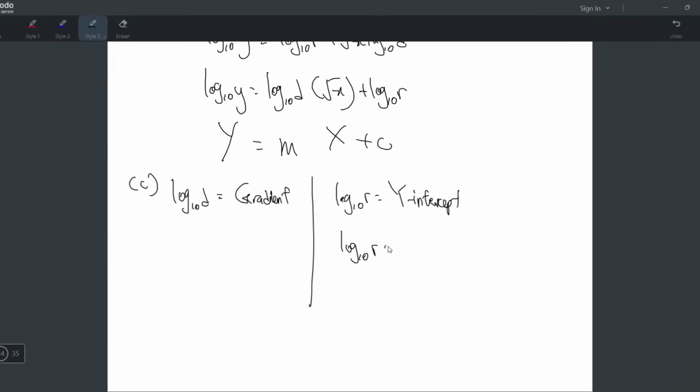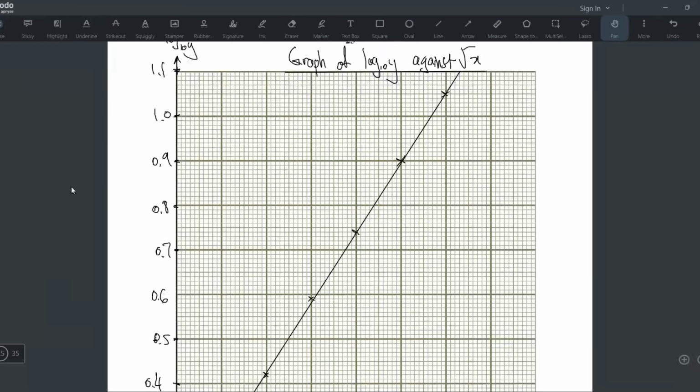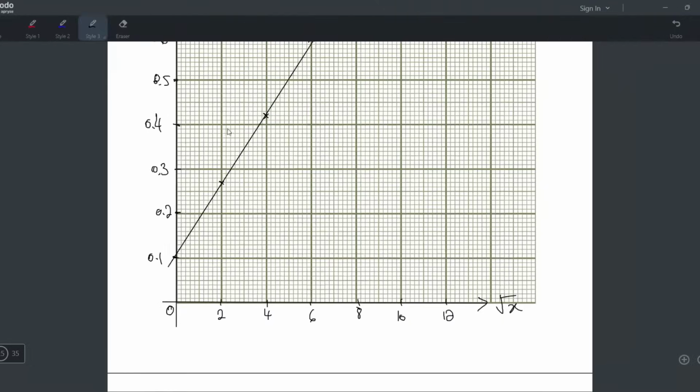Okay, let's find out the y-intercept and then masuk sini. Alright, what's the y-intercept? Okay, my one is at 0 naik satu kotak. So 0.11.